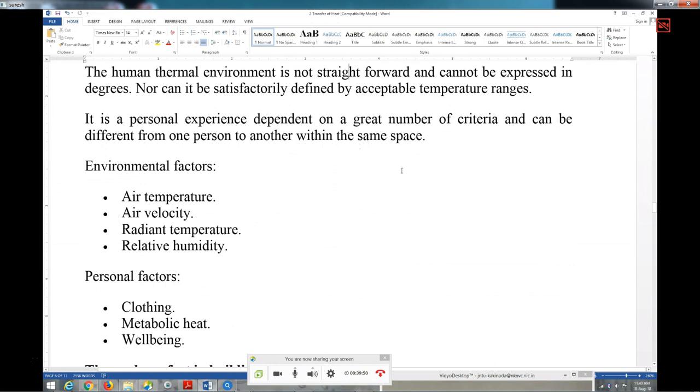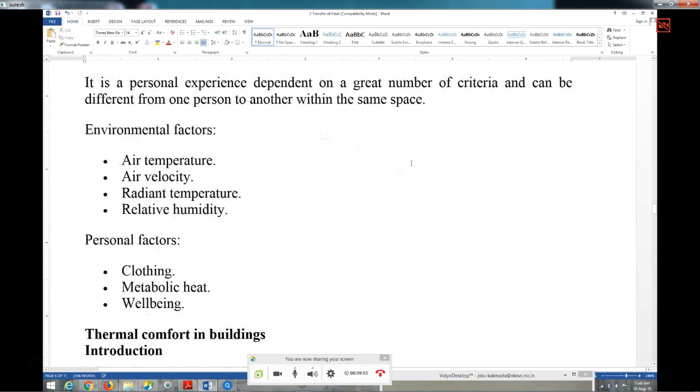So in terms of standard degrees, such a description of human comfort is not available, because the mentality or the body conditions of a person change from person to person. It is a personal experience, depends upon criteria, and it can be different from one person to another within the same experience.